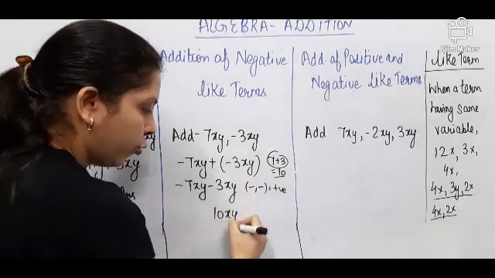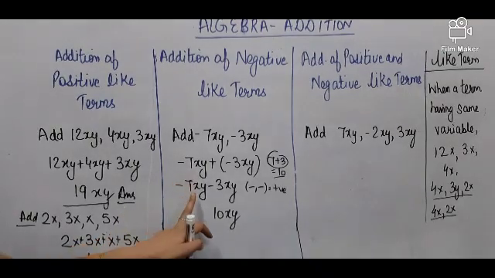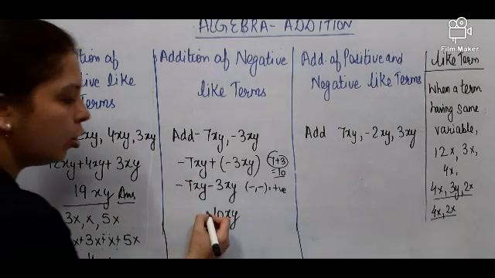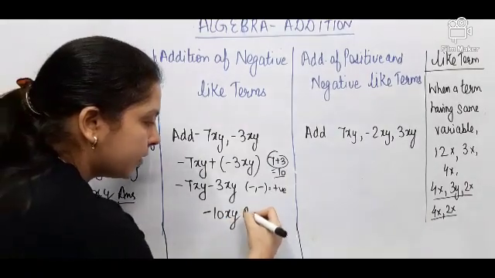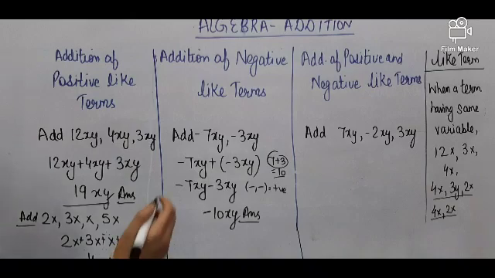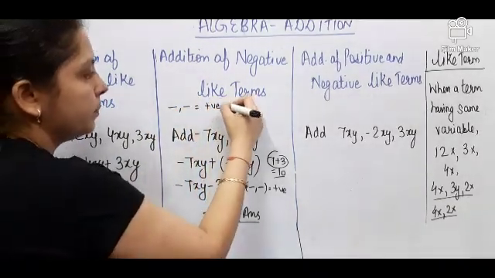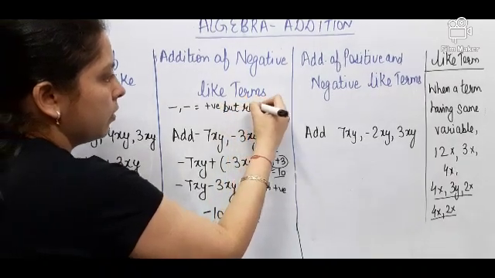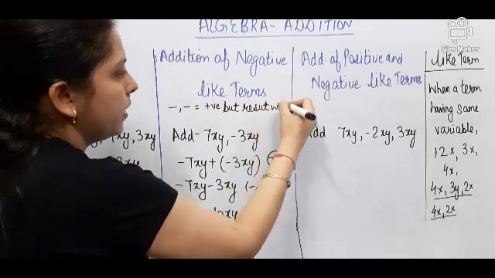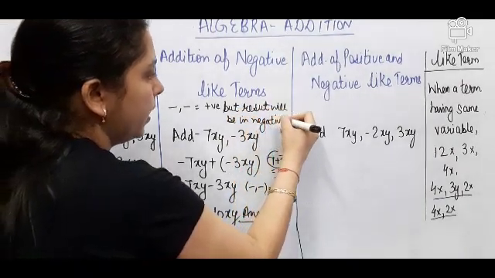So 10xy. Now find out which is the bigger term here. So bigger is 7. Okay, bigger is 7 here. And this is preceded by a negative sign. So you can say the answer will be in negative. Okay, so the result will be in negative.